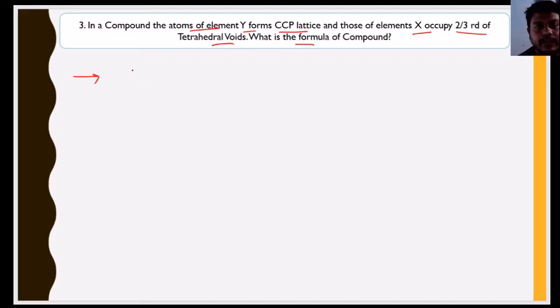So you have the compound which is formed by element X and element Y. The element Y is represented in CCP type of arrangement and the element X is represented by 2/3 of tetrahedral voids. Okay, 2/3 of tetrahedral voids.